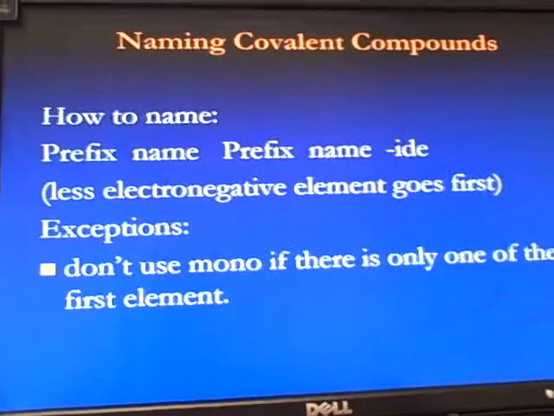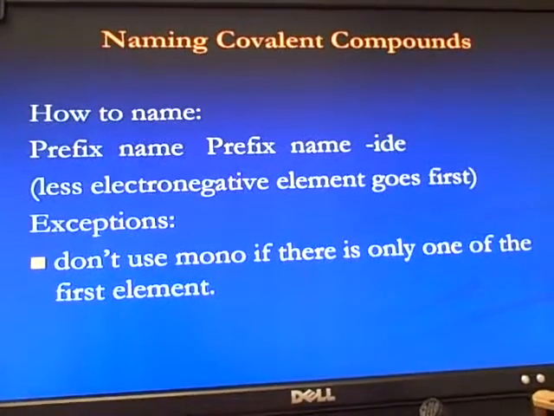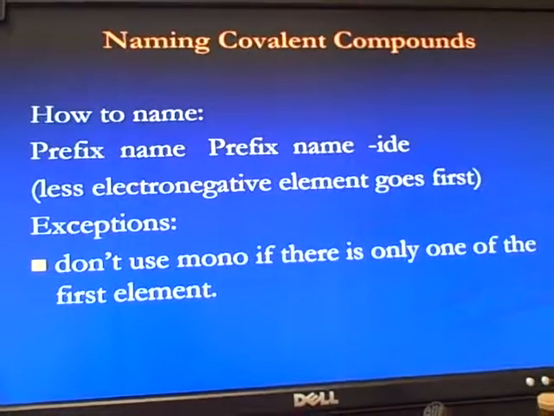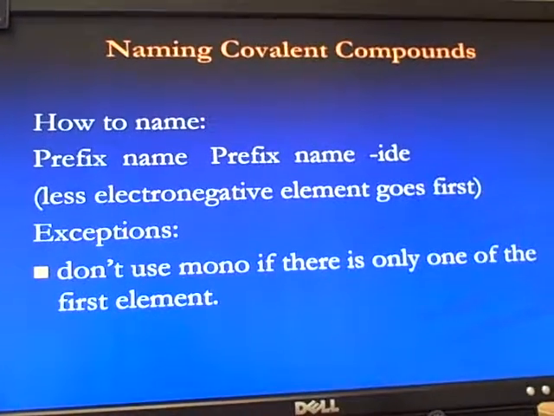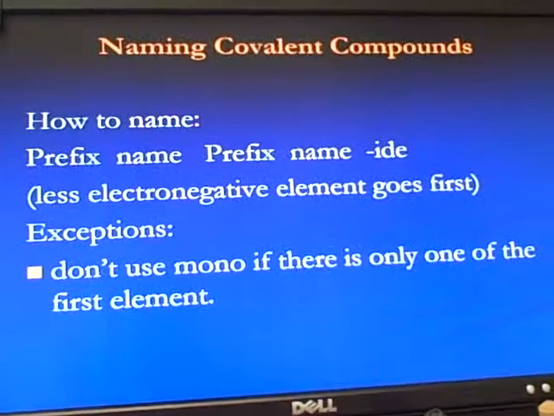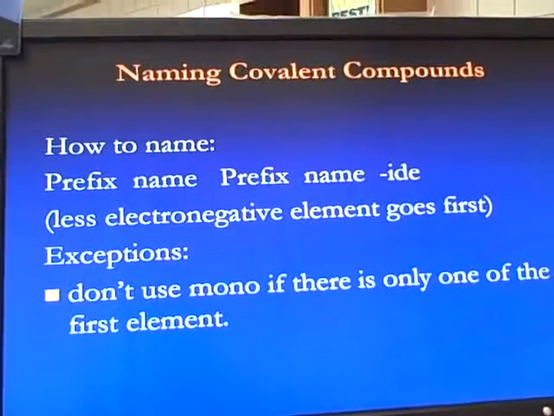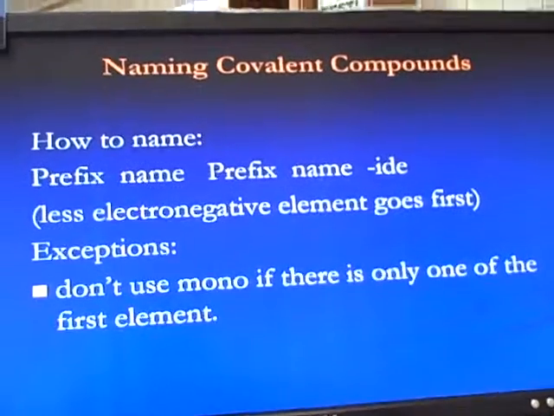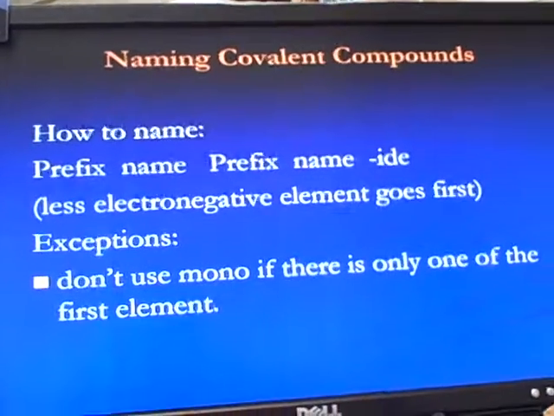The first exception is that we don't use mono if there's only one of the first element. So we only use mono if needed with the second element. An example of this that you're probably already familiar with is carbon monoxide. So again, the carbon we don't use mono, but the oxygen, monoxide, we do.